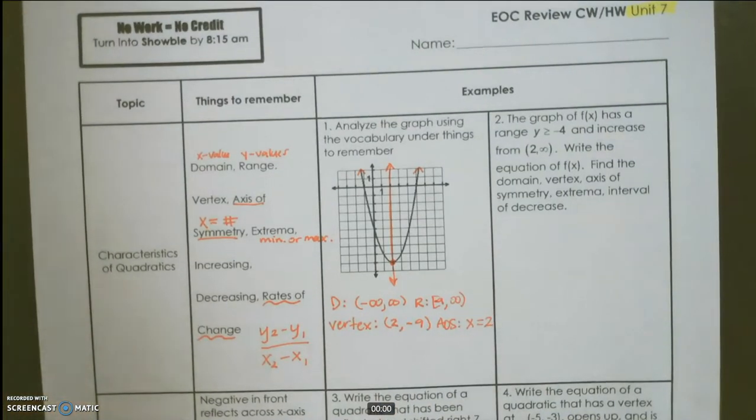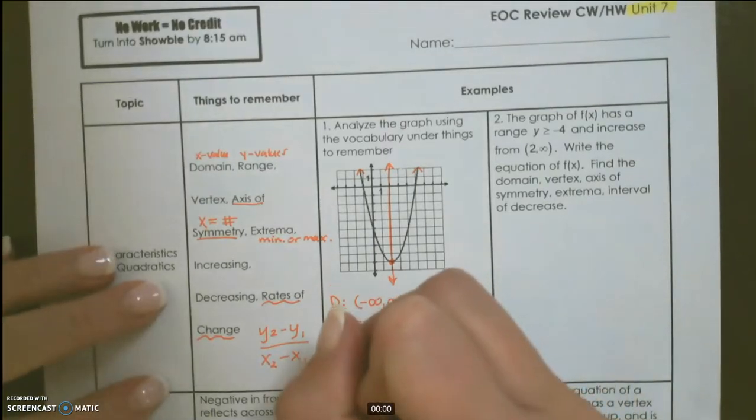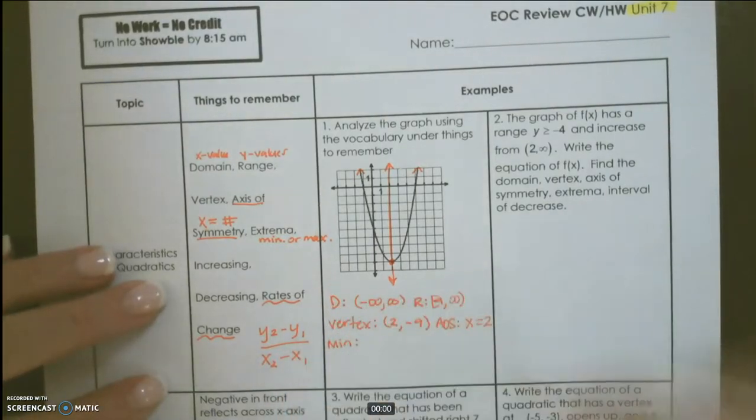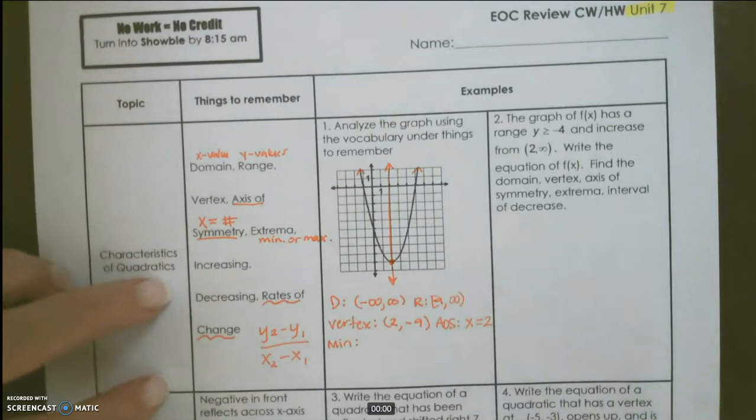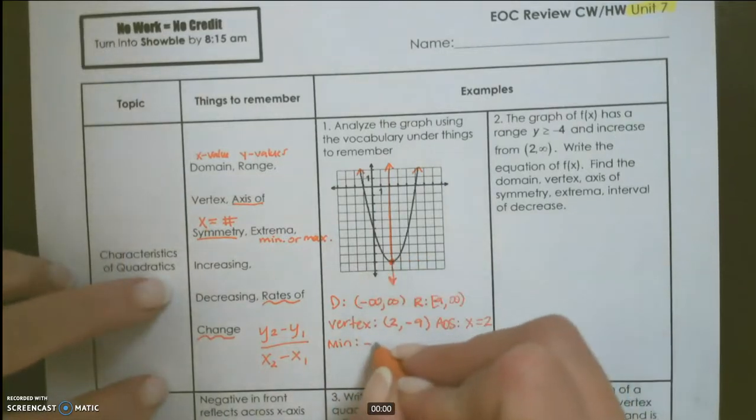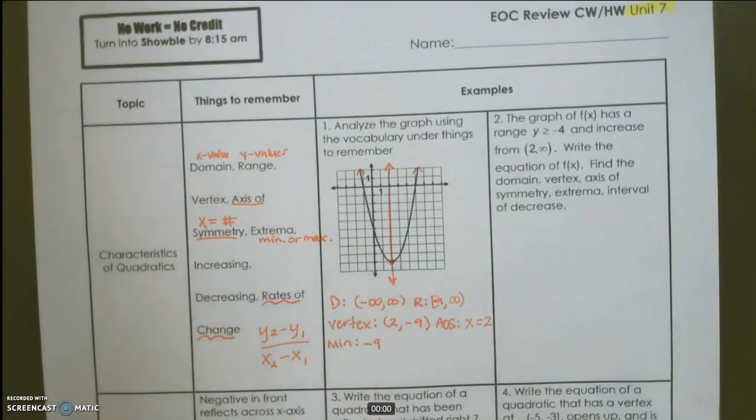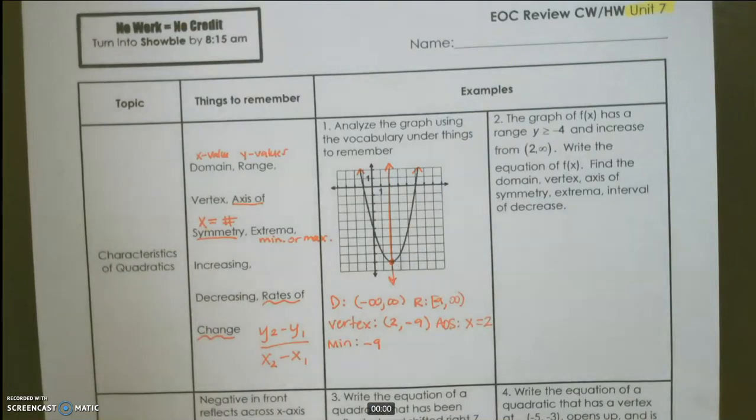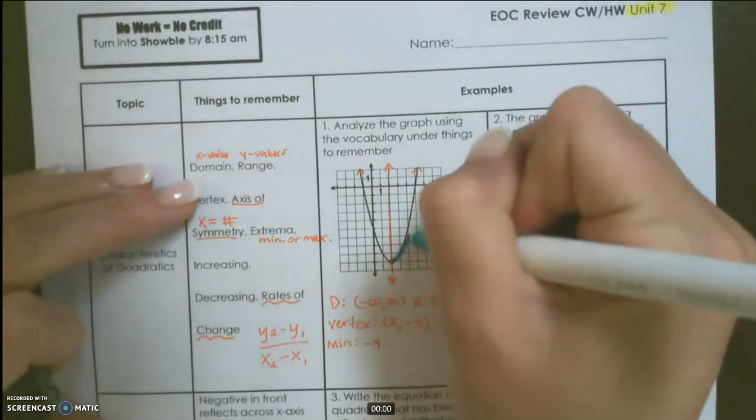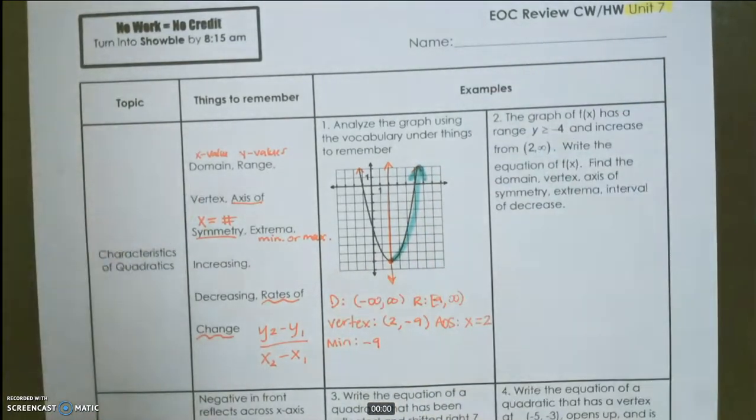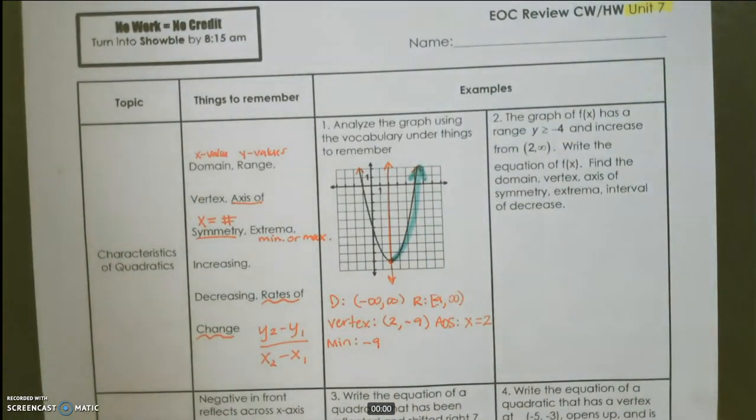Then we can talk about the extrema. In this case, we have a minimum, and the minimum is located at negative 9. It's the lowest value. Now we can talk about where it's increasing and where it is decreasing. Notice that we are increasing on this side, but we are decreasing on the other side.